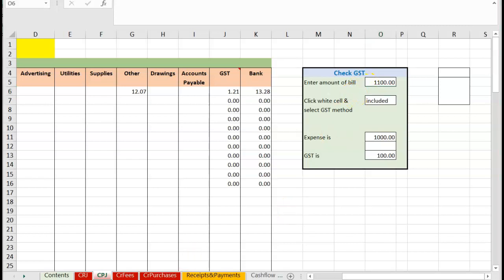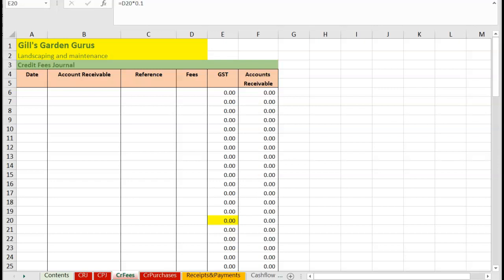Okay, so the third journal that we've got here is credit fees journal. So this is a journal for the sales that we make to our customers where we have provided the service but they haven't paid us at the time of providing the service. So essentially they are promising to pay us later on. So we give them an invoice, and at some stage in the future they pay us that invoice, and that money then goes into our bank account.